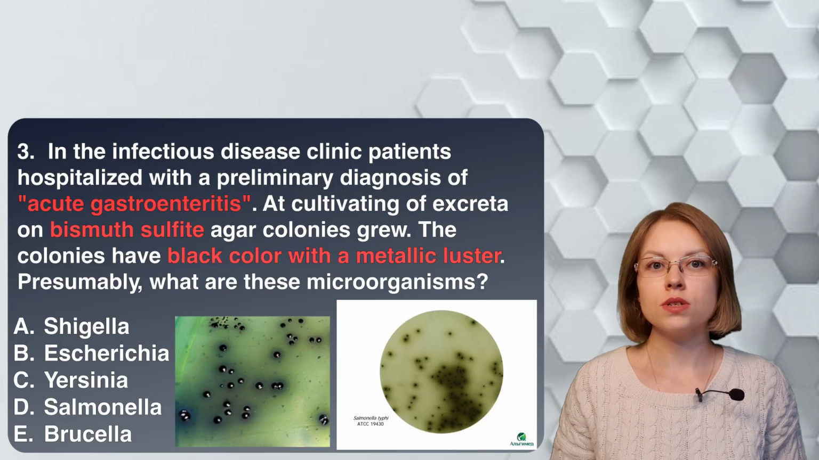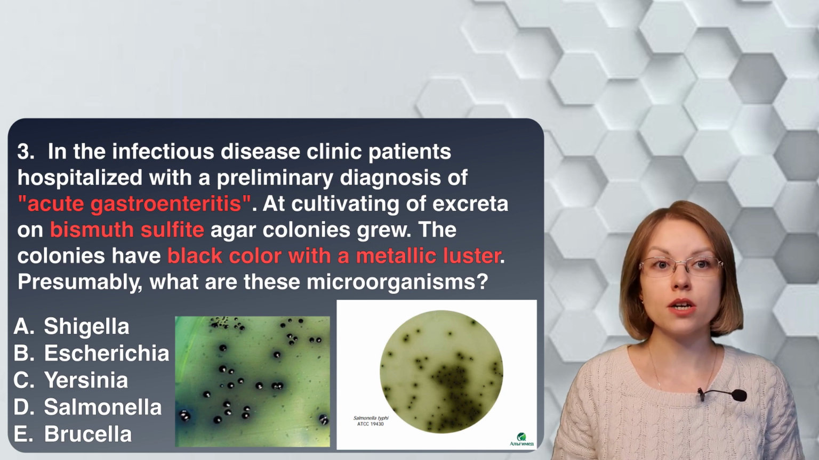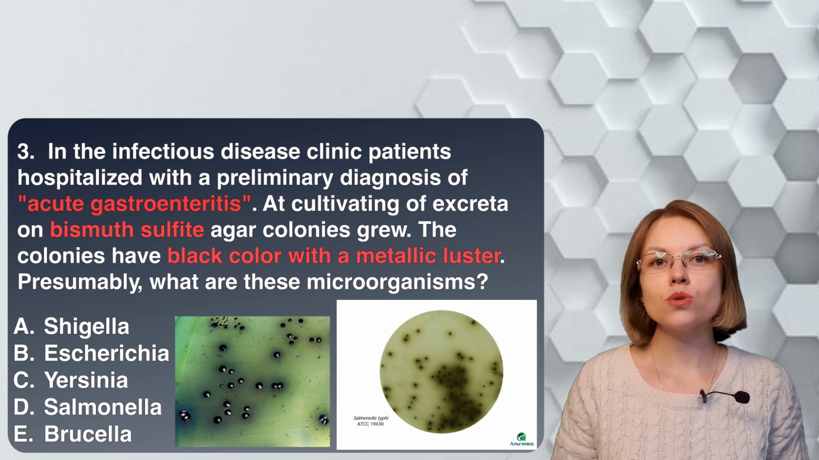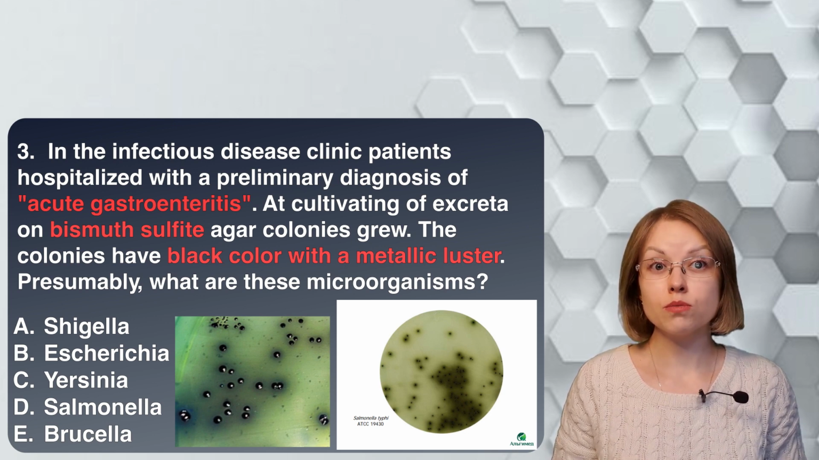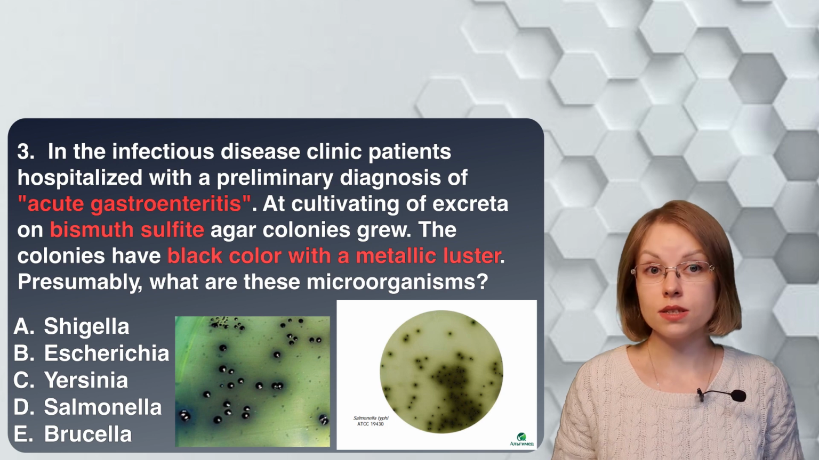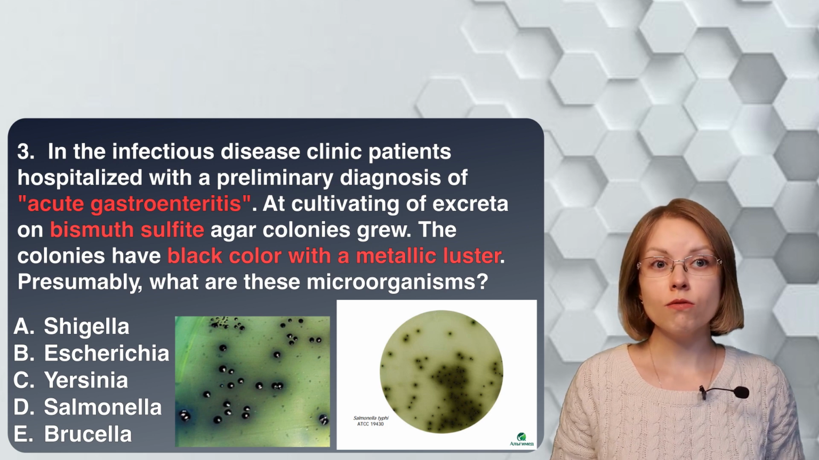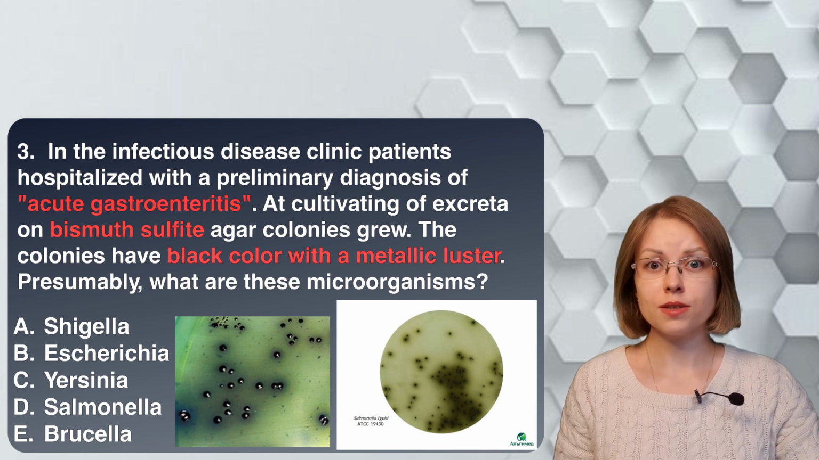Test number 3. In the infectious disease clinic, patients hospitalized with a preliminary diagnosis of acute gastroenteritis, at cultivating of excreta on bismuth sulfite agar, colonies grew. The colonies have a black color with a metallic luster. Presumably, what are these microorganisms?